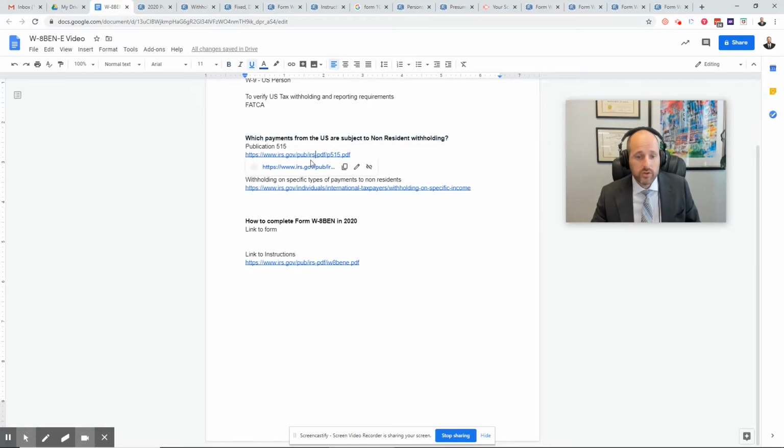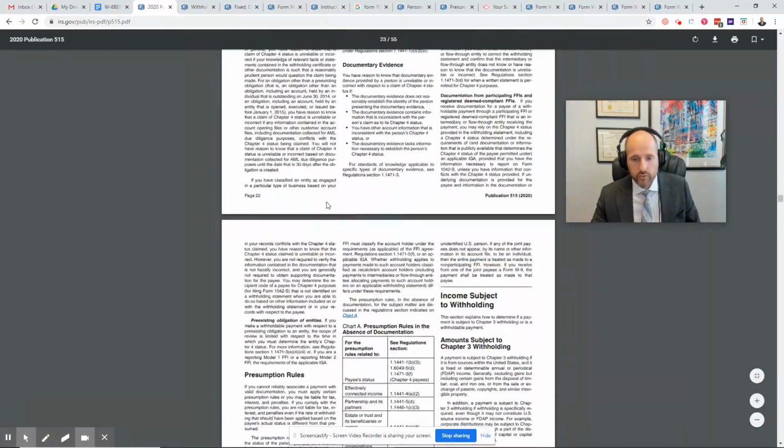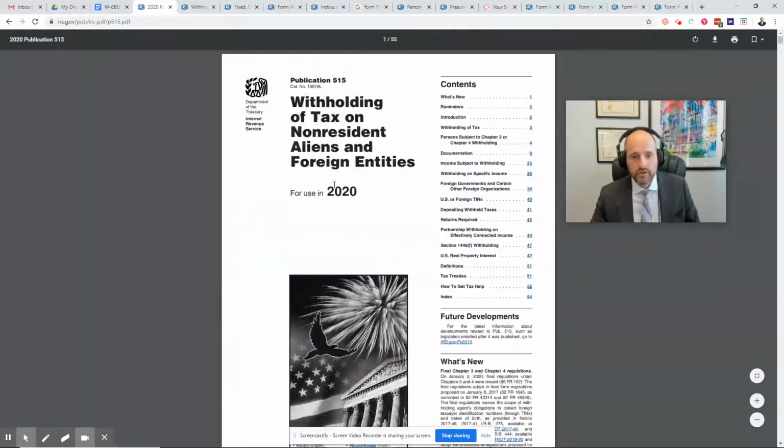There's a lot of information about it. So we go to Publication 515. Let's see if I have this up. So what page is this? This is page 23. So this is Publication 515, it's 55 pages. Withholding of Tax on Nonresident Aliens and Foreign Entities. It's a publication for use in 2020 from the IRS.